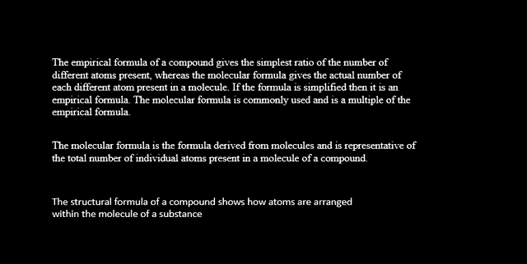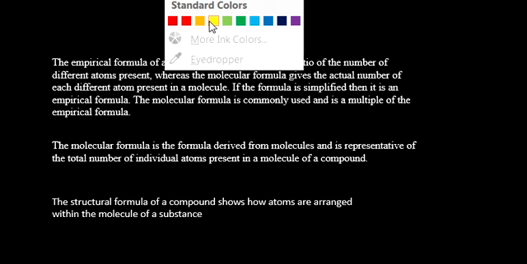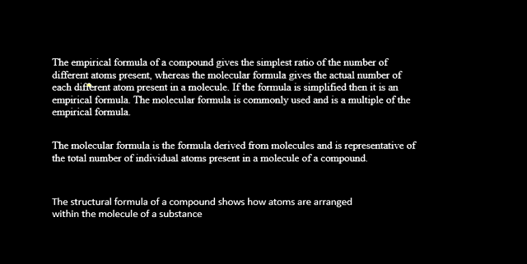Now, when it comes to formula of organic compounds, we have three major formulas. The first is the empirical formula. Now you see, the empirical formula gives the simplest ratio of the number of atoms present. Please take note. It gives the simplest ratio of the number of atoms present.